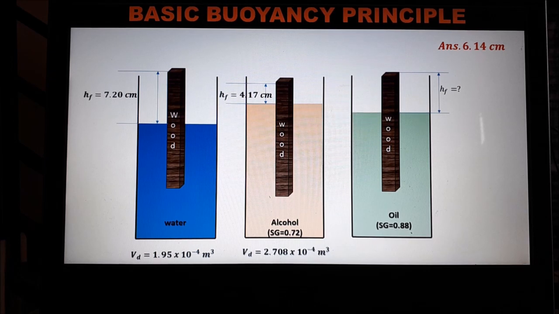And the answer is 6.14 centimeters. And the volume of the oil displaced is 2.216 times 10 raised to the negative 4 cubic meter. As you can see, the higher the specific weight of the fluid, the smaller the volume displaced, while the height of the block on top of the surface of the fluid is higher when the specific gravity of the fluid is higher.